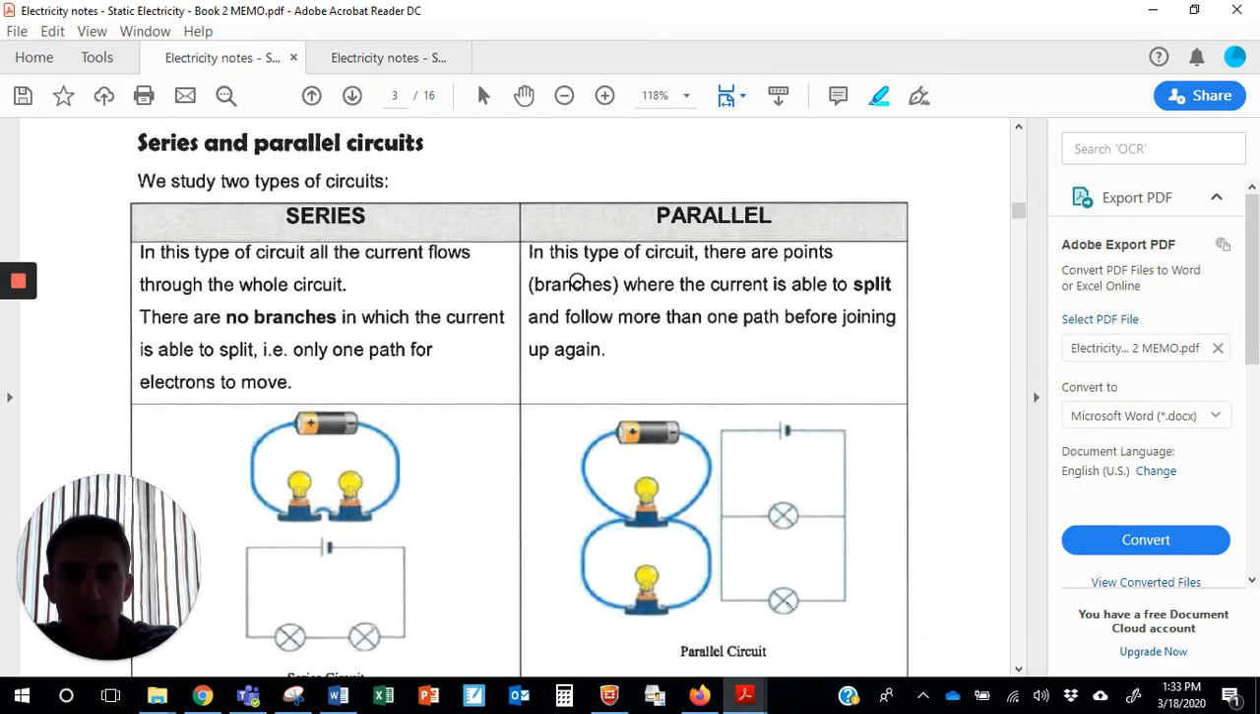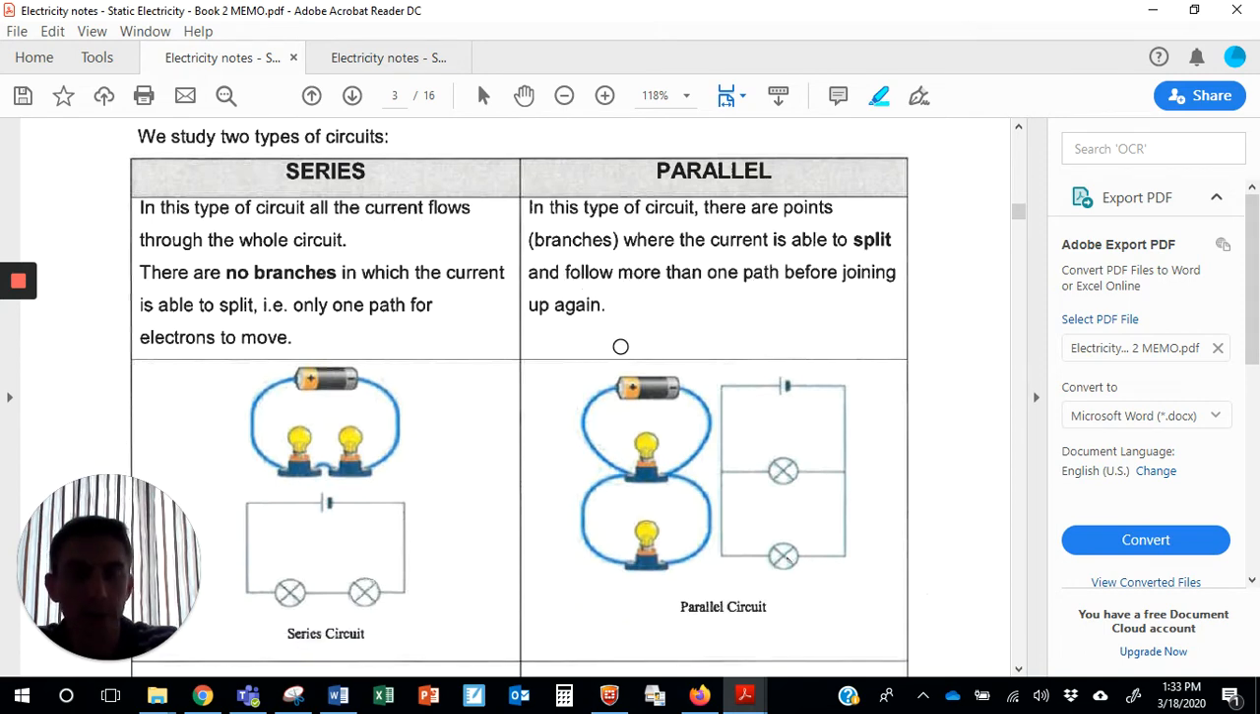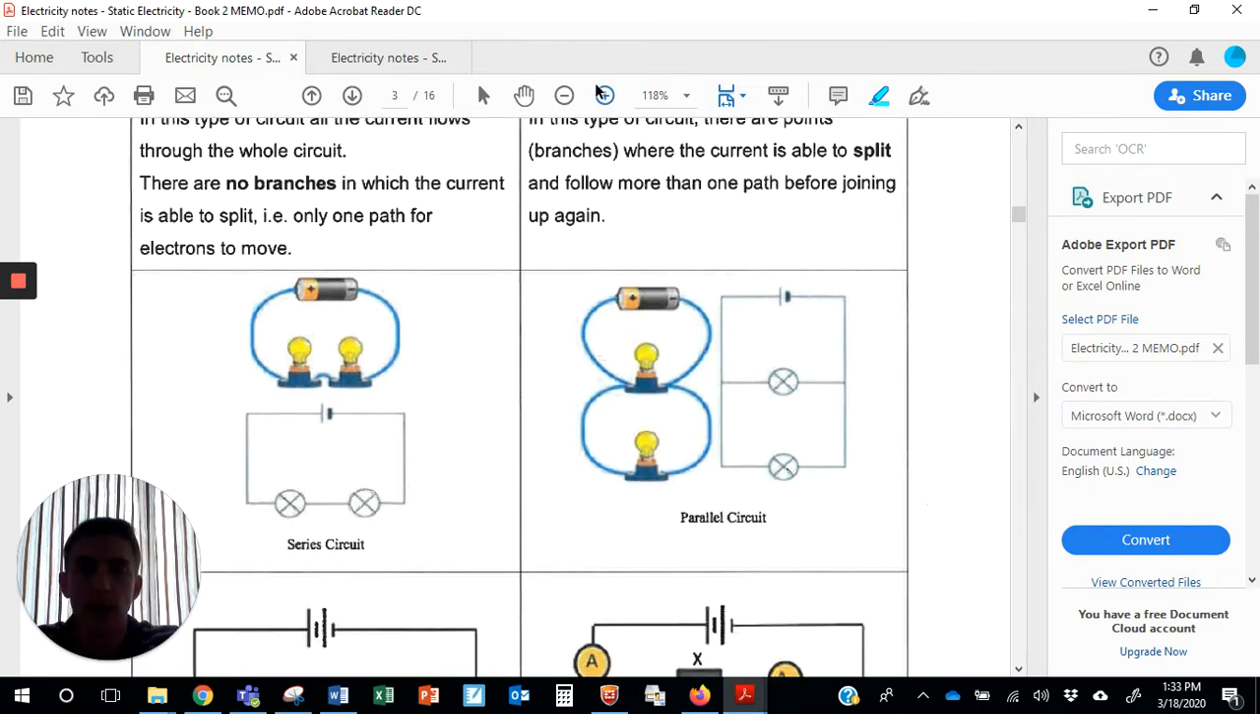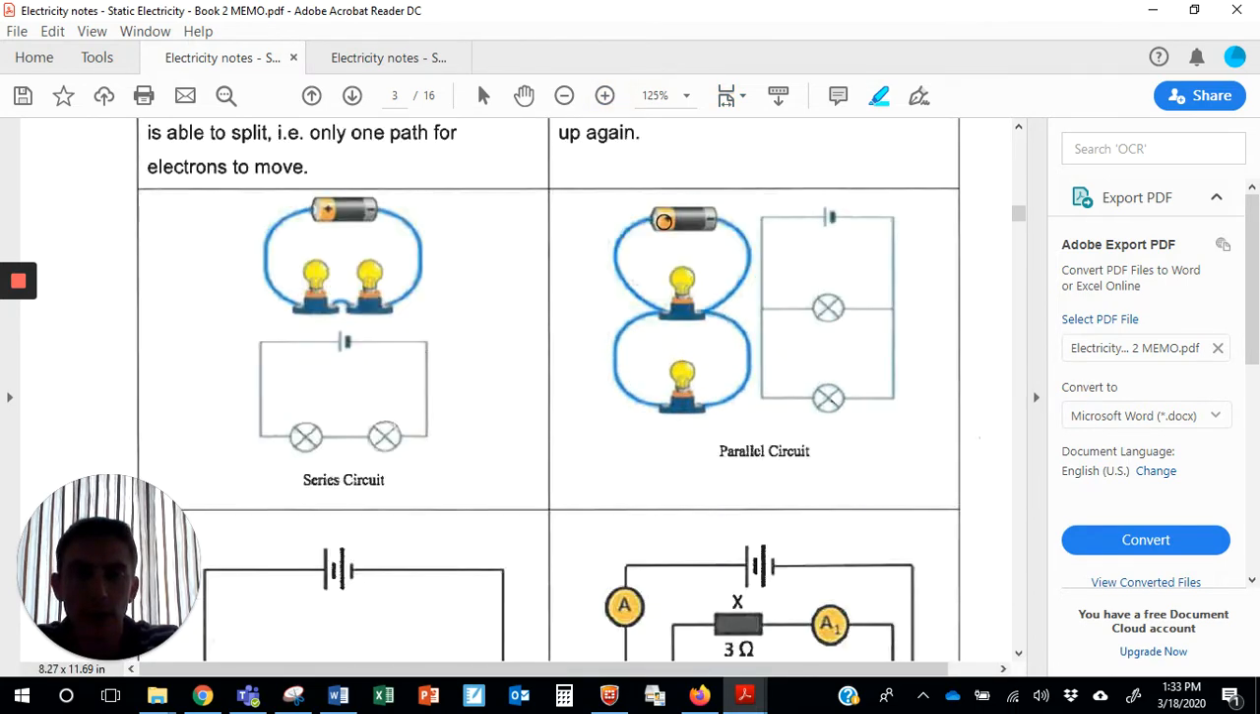So in a parallel circuit, there are points or branches where the current can split. And because it can split, you've got more than one path that the current can take. So if you have a look at this circuit over here, current can go, let's go from the negative terminal of the cell. From negative, it will split over here. It will go either to the top light bulb, through the light bulb, and back to the positive terminal of the cell. That's your one option, our one branch or one loop.